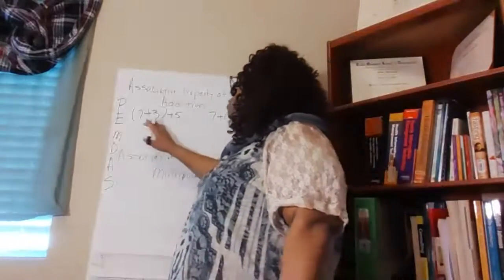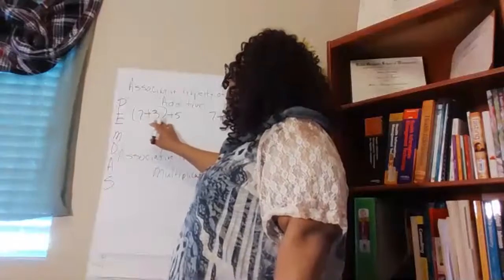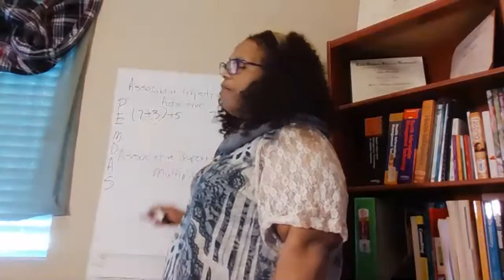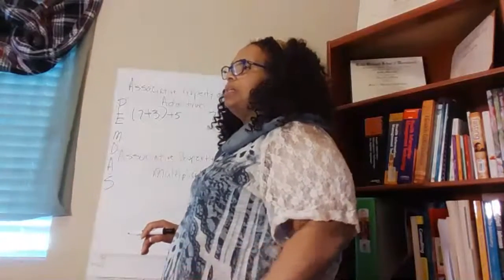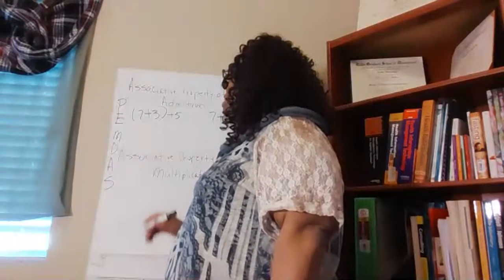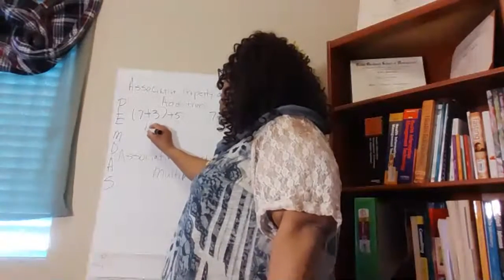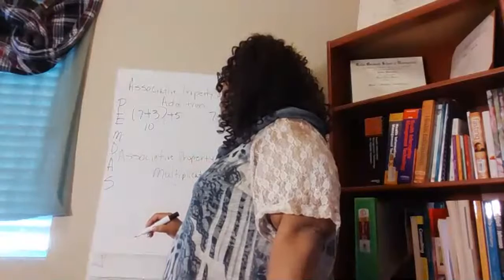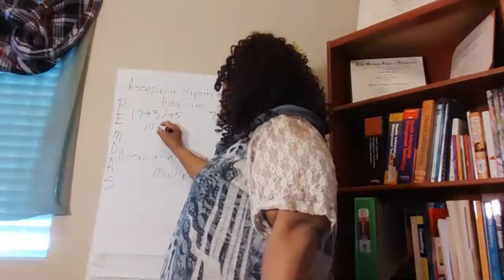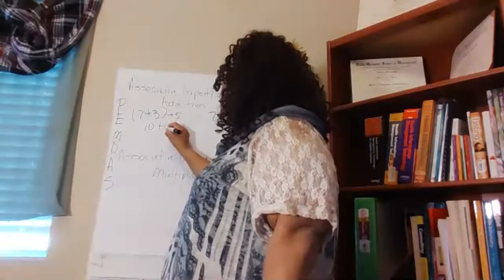Okay? So now, what do you see? The problem to your left, what do you see first in parentheses? 7 plus 3. Okay, so write 10 underneath that. Okay. And you're going to automatically bring down the plus 5.